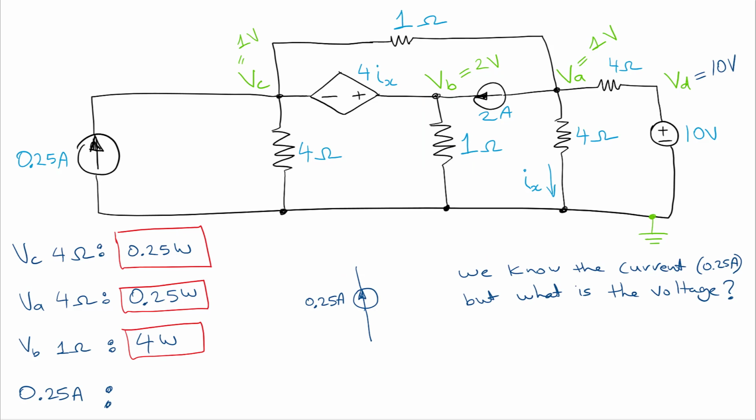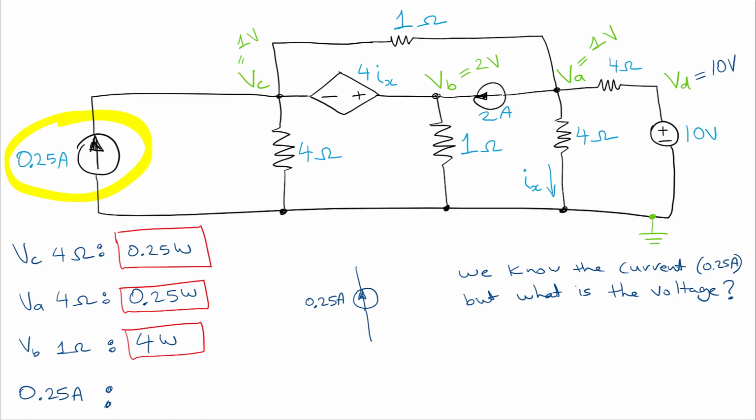Okay, so now we're looking at the 0.25 amp current source. So we know the current, and to calculate the power we're going to need to know the voltage across that current source. So why don't you take a moment to think about what is the voltage across that current source. Okay, how do we determine it? Okay, well, let's look at more of the circuit.